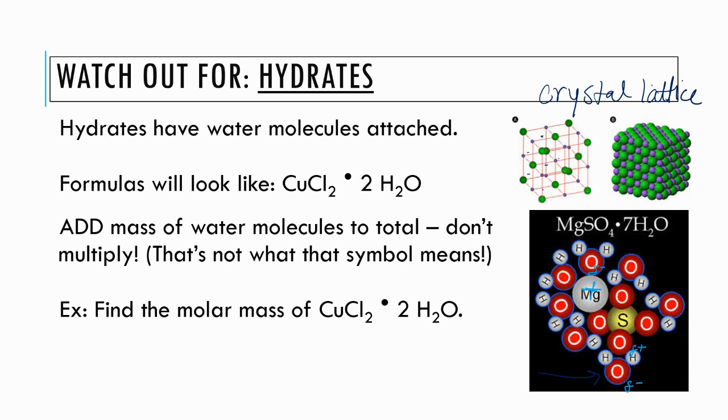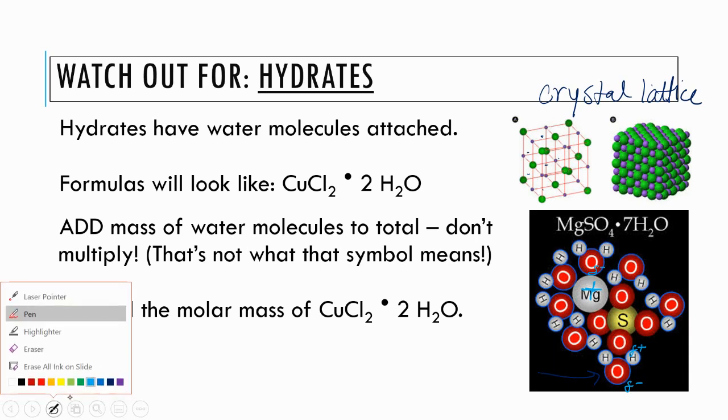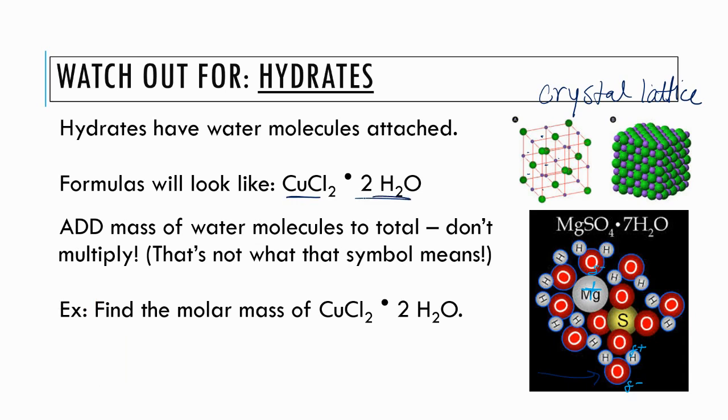But generally, the formulas look like this. We have the ionic compound formula, and then a dot, and a ratio of water molecules. So what this tells us is that for every 1 unit of copper chloride, there are approximately 2 water molecules that have found their way in there. Okay, so this is a ratio. That's all. But that's all an ionic formula is anyway. So we're going to find the molar mass the same way that we would anything else. We just add the mass of the water molecules to the total.